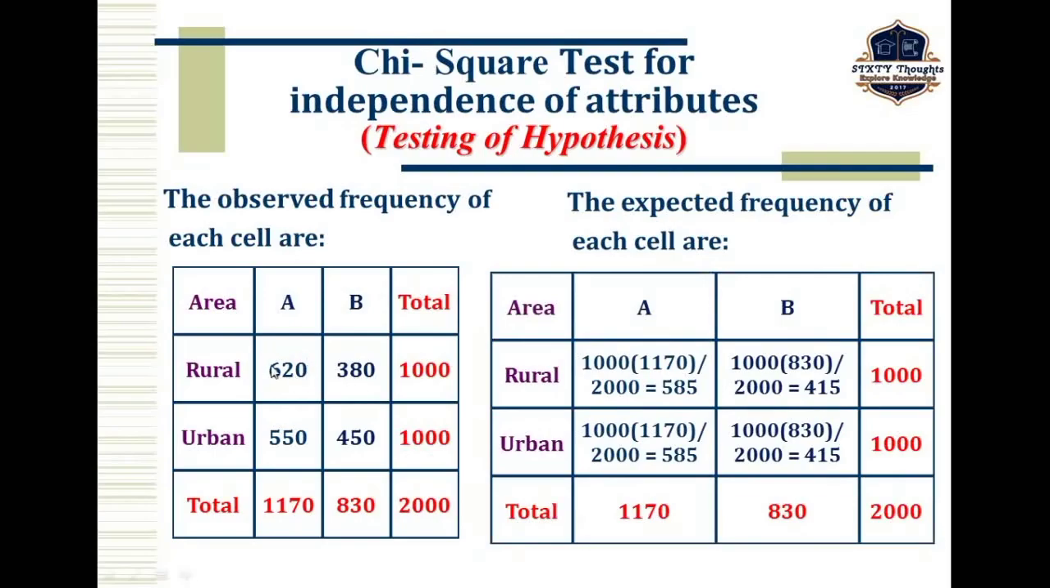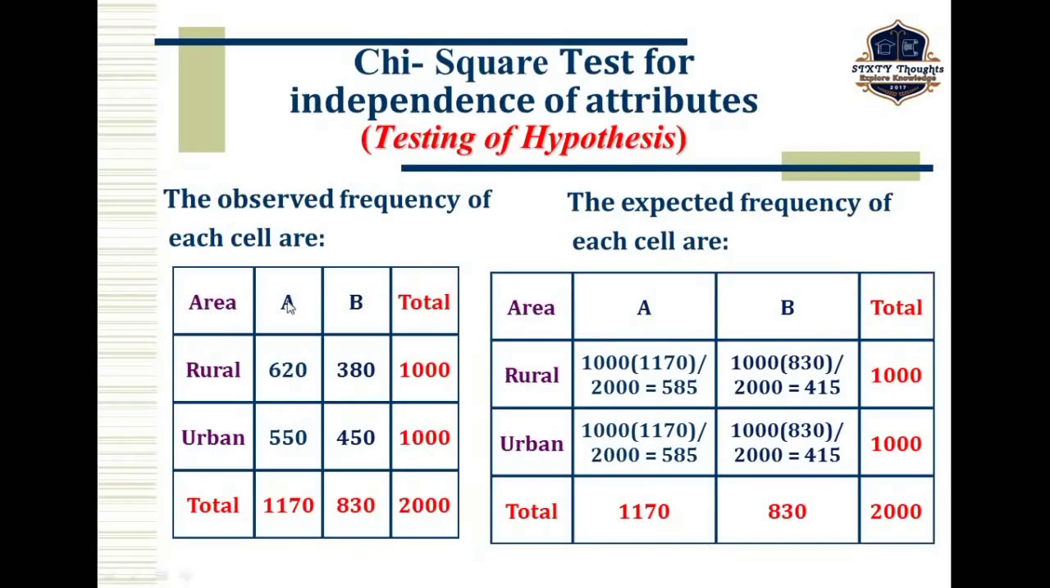So I want to find candidate A for the rural area. To find candidate A in the rural area, multiply 1000 by 1170 by 2000. If we simplify this, we get 585. Similarly, to find candidate B in the rural area, multiply 1000 by 830 by 2000, and you get 415. In this way we get the remaining values. If we add the row totals, you get 1000, and the column totals you get 1170 and 830.